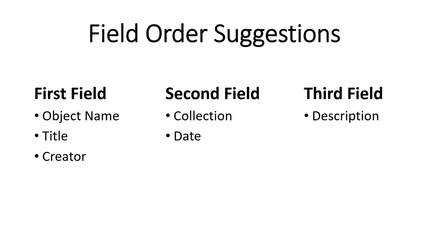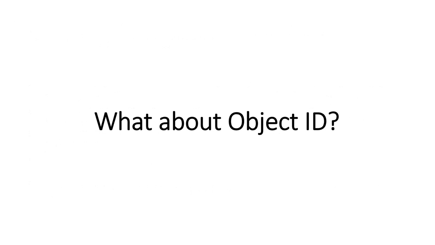As you look at this list, you may notice that object ID is not listed. In the museum community, object ID is often one of the most important pieces of information about an item, and yet we aren't suggesting that you put it front and center on your site. Why is that? Well, although object ID may be helpful to have on your site, there are two reasons we do not advise using it as your first or second field.